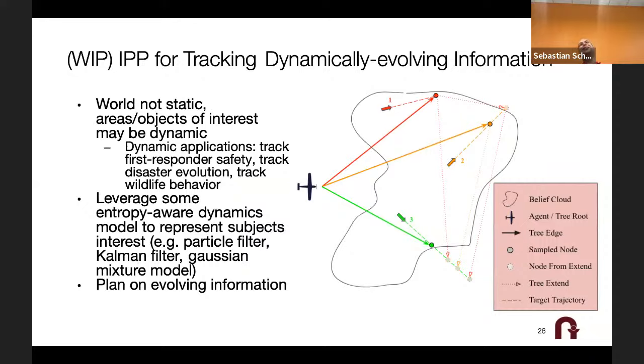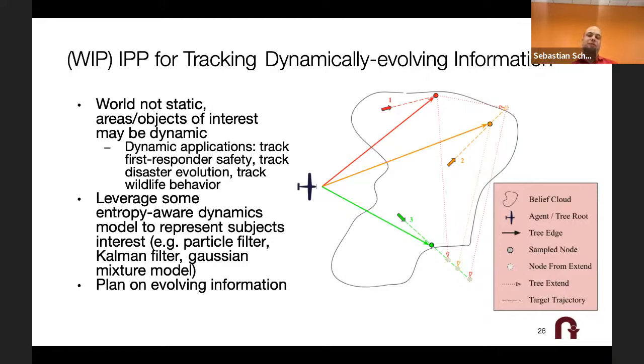So the next question is, sometimes we're interested in not just static things like maybe a fire that's sitting on the ground, but we might be looking for people or other things. And so the world is not static, and so it keeps evolving. So we need to be able to plan on this evolving information and also represent it.